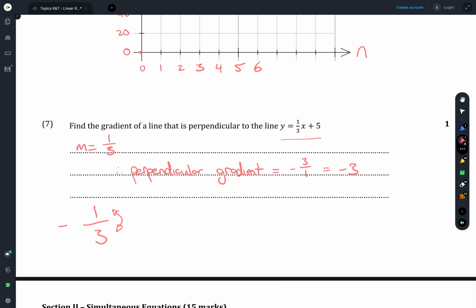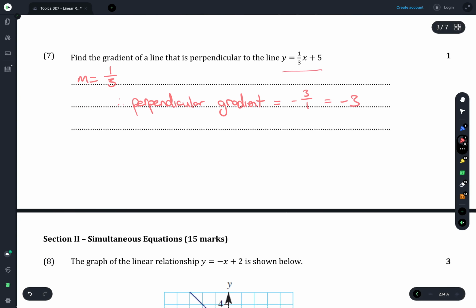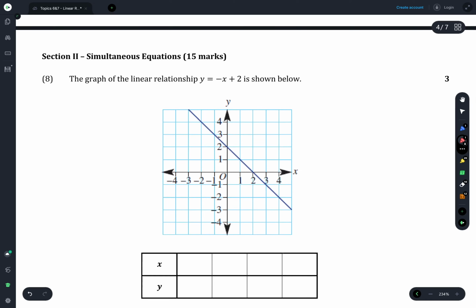So perpendicular gradients means you just flip them and put a negative in front of it. And if it already had a negative, then you just get rid of the negative. Anyway, so that's the end of the linear relationship section. Let's now go into the simultaneous equations section.